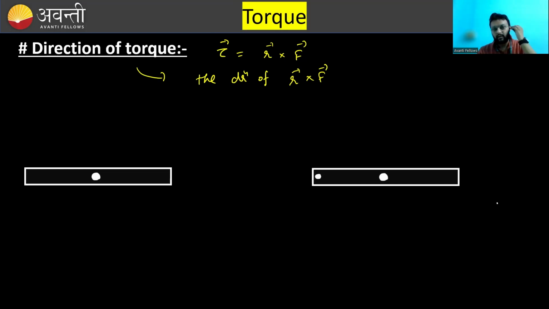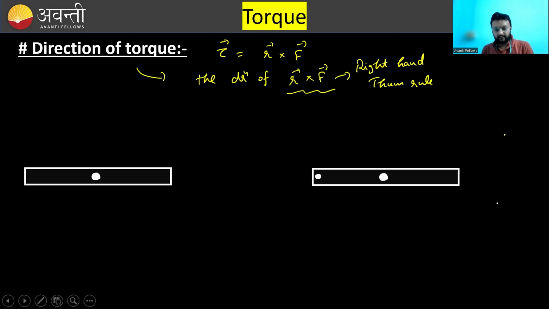So now, what we have done, this is the direction of torque. How can we decide? Using the direction of R cross F, and it can be decided by the right hand thumb rule. Now there might be some situations.